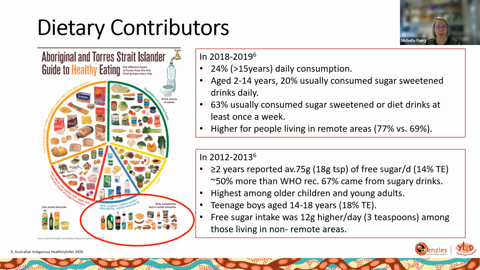In those aged greater than 2 years, there was reported 75 grams of free sugar per day consumed, which equated to 14% of the total energy. And this is 50% more than the World Health Organization recommendation, and 67% of which came from sugary drinks. It was highest among older children and young adults. Teenage boys aged 14 to 18 years had 18% of their total energy intake from free sugar, and free sugar intake was 12 grams higher per day among those living in non-remote areas.